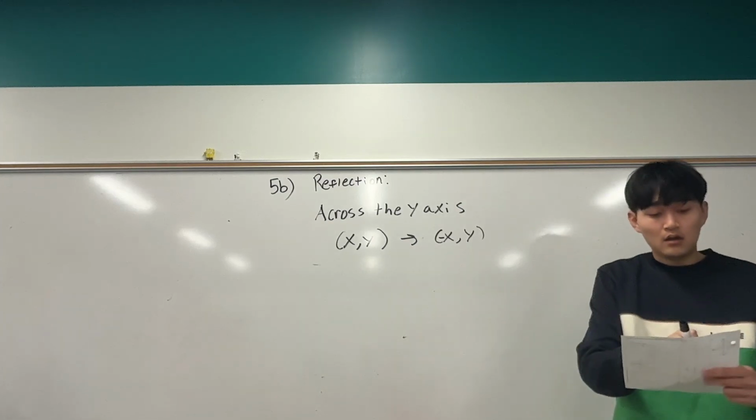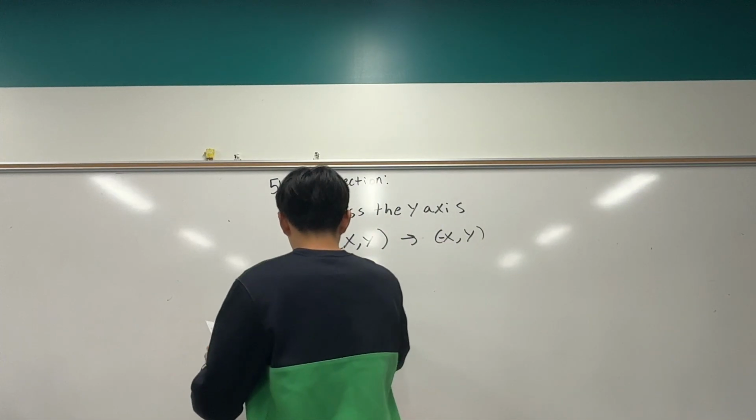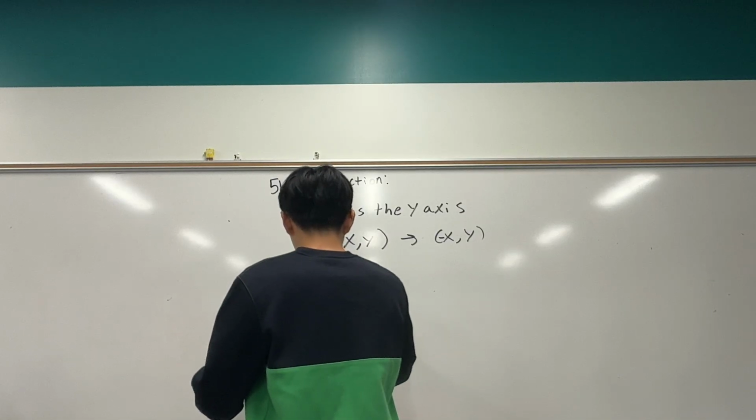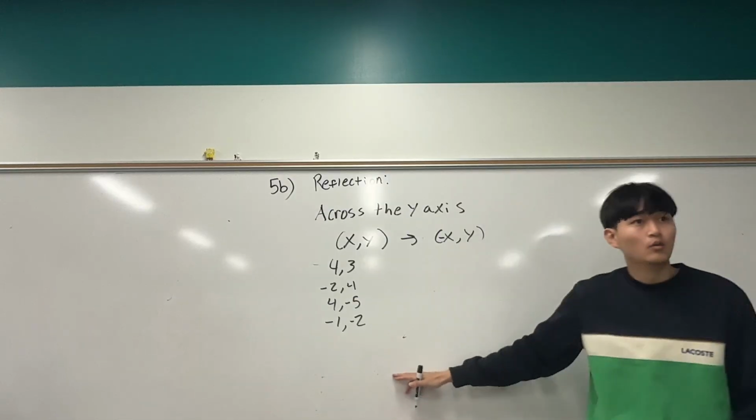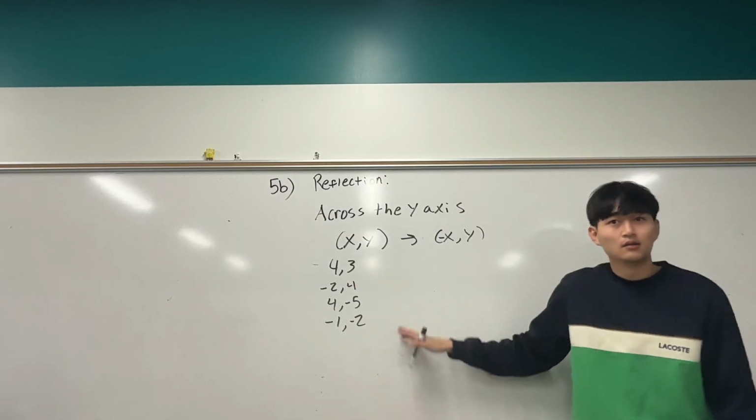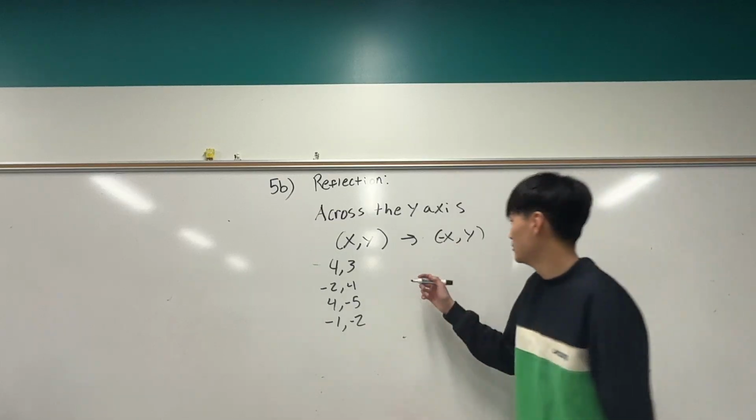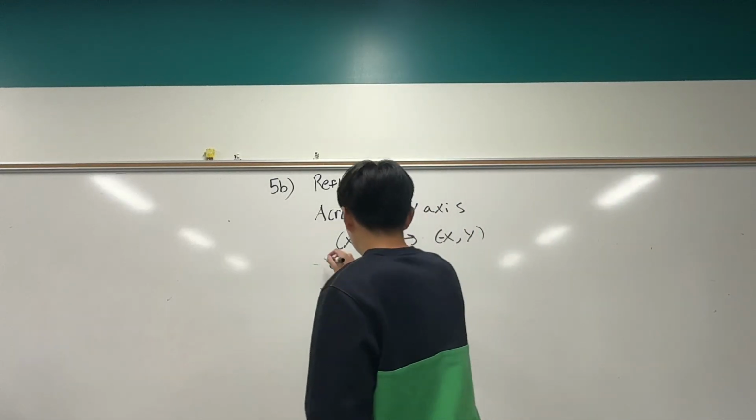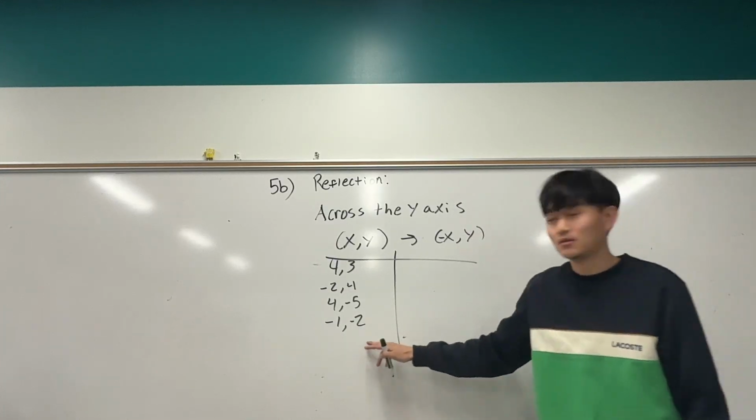So if I had the left sides given to me, so 4, 3, negative 2, 4, 4, negative 5, negative 1, negative 2, right? If I had all these, right? What is this called again? The word I said for the original shape, do you guys remember? Pre-image, you guys remember that? Pre-image? This is my pre-image.